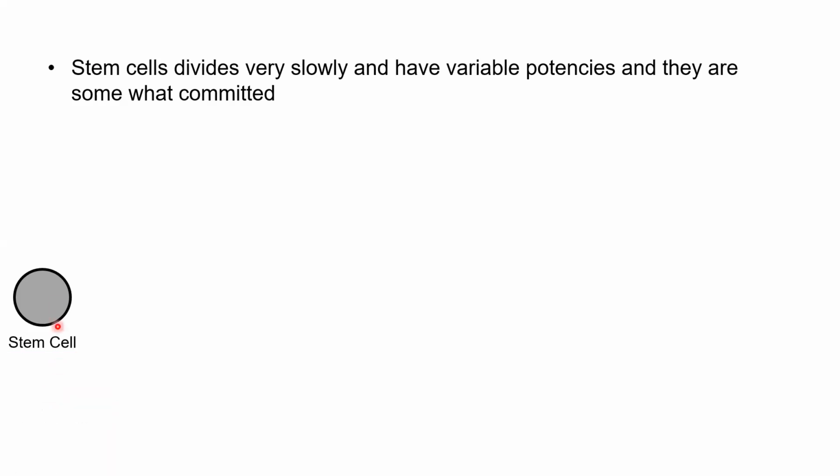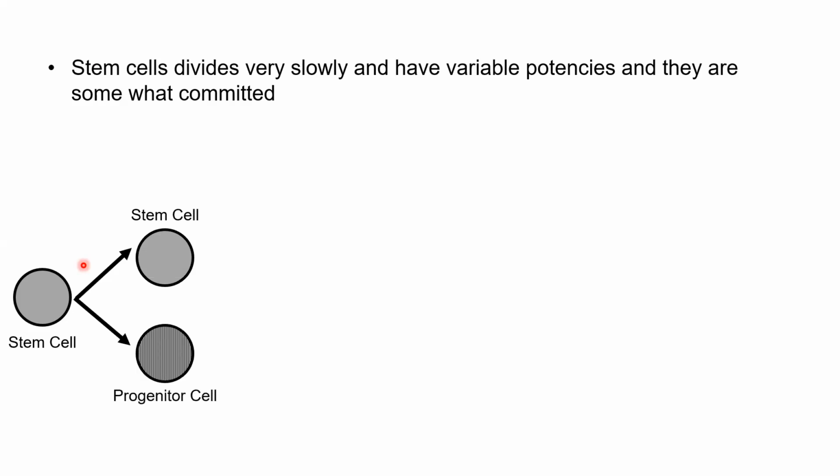So we have a stem cell here. This stem cell is very slow, and it divides into another stem cell. It also needs a proper, appropriate stimulus. So under the correct and appropriate stimulus, chemical regulators, this stem cell will divide, and it will give rise to another stem cell and a progenitor cell.